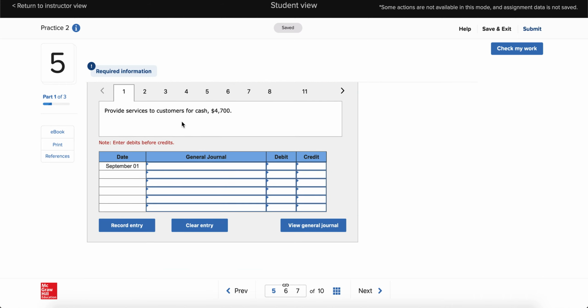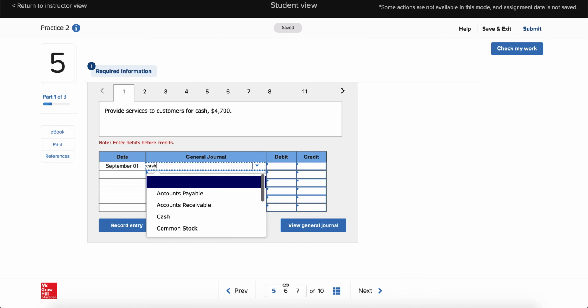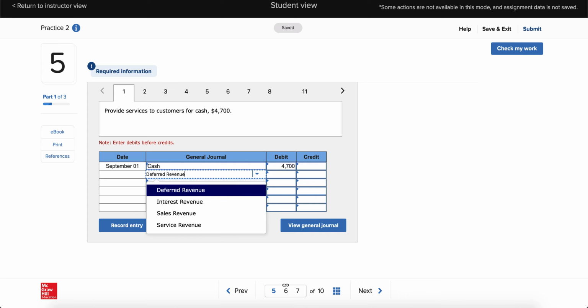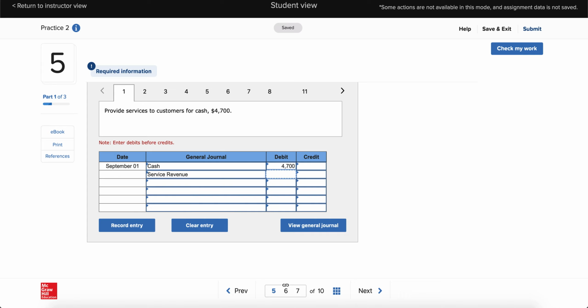September 1st, we provide services to our customers for cash in the amount of $4,700. So what do we do here? What account gets debited? You're right, cash. And that is for $4,700. The credit, we provide services. Provide services is our definition of revenue. Make sure it's service revenue and don't grab that first one, because remember that deferred revenue is a liability. We haven't earned the money yet in that case. We've earned it now, so service revenue. Record that and move on.